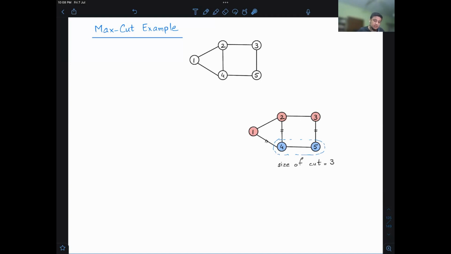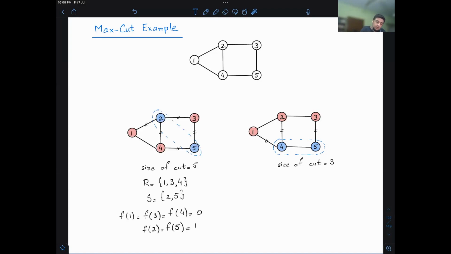Here's one cut. I make 4 and 5 into one partition, 1, 2, and 3 in the other partition. And so I'm able to get this edge, and this edge contributing to the cut, which leads to a cut of size 3. However, I can also identify a different partitioning. If I have 2 and 5 in one partition, and 1, 4, and 3 in a separate partition, I will then note the edge between 1 and 4 won't count. 1 and 2 will count. 2 and 3 will count. 3 and 5 will count. 5 and 4, and 2 and 4. So here the size of the cut then becomes 5.